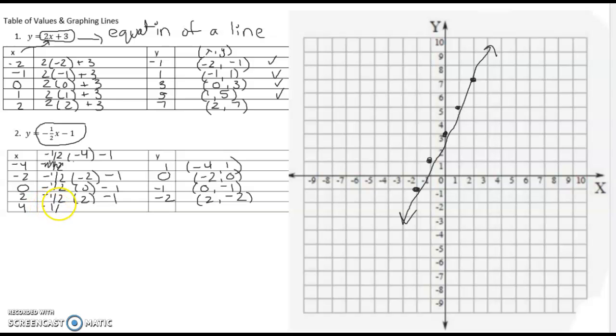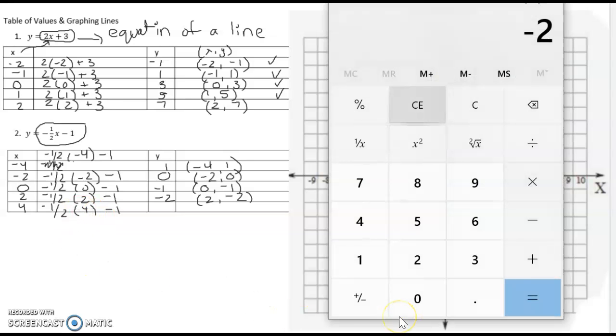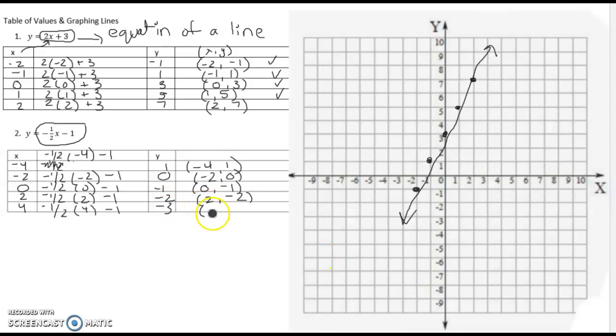And last one, negative 1/2 times 4 minus 1. Let's plug it in. So negative 1 divided by 2 equals negative 1/2, times it by 4 equals, and then take away 1 gives us negative 3. So when x is 4, y is negative 3. So now we're going to plug these points in.